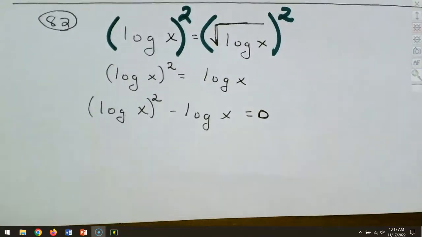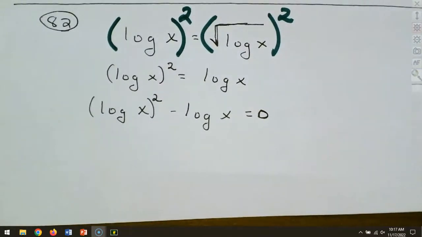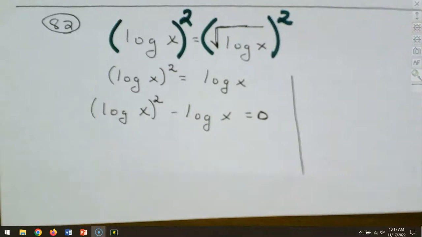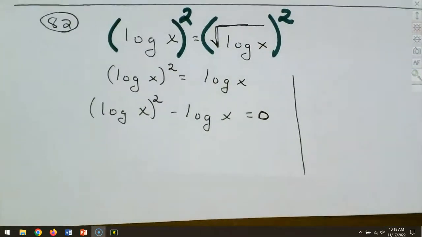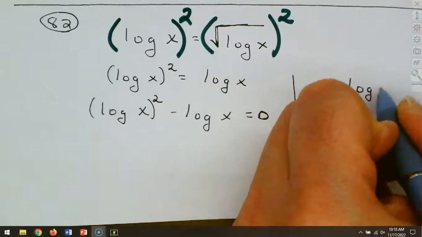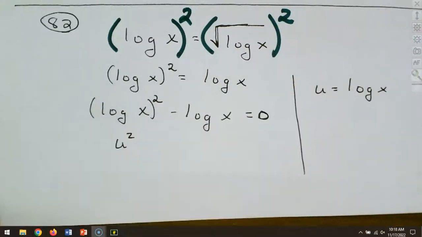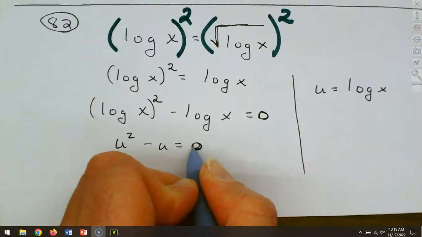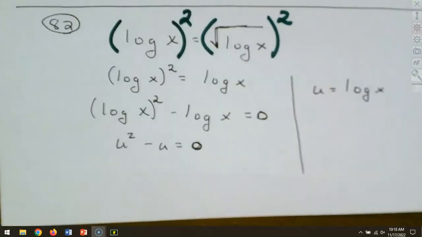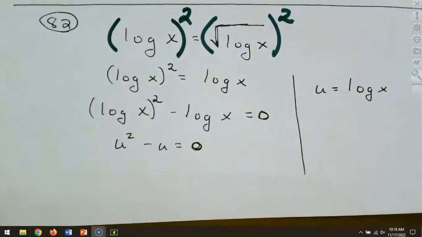So I've got this. Now, substitution. These are both log of x. Different technique. And there are some other ones we could do. We could combine them together, use powers of 10. I'm going to use substitution because they both have log of x. So I'm going to let u equal log of x. And that then gives you u squared minus u equals 0, right? You could have used properties of logs, combined them together as division, and solved it that way. I'm going to use substitution.